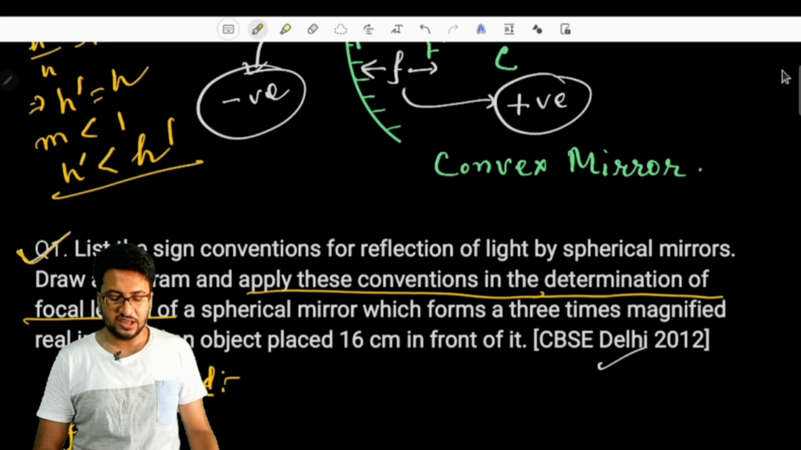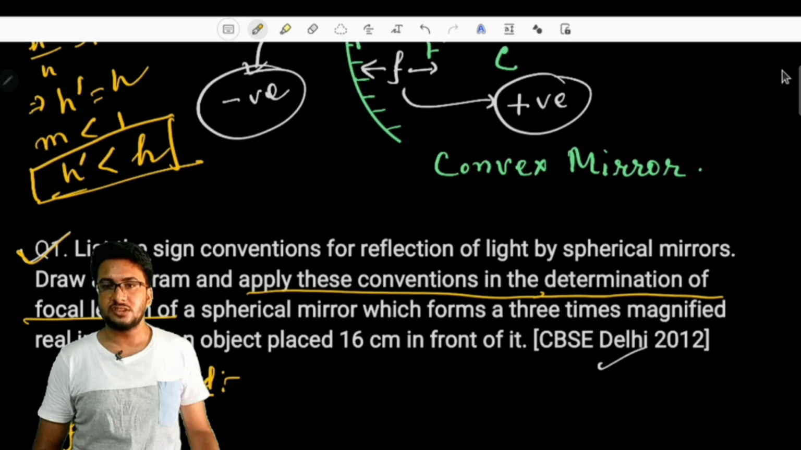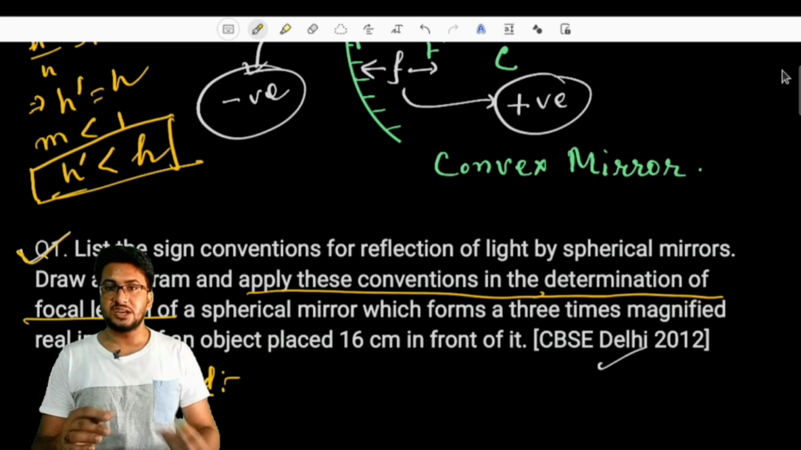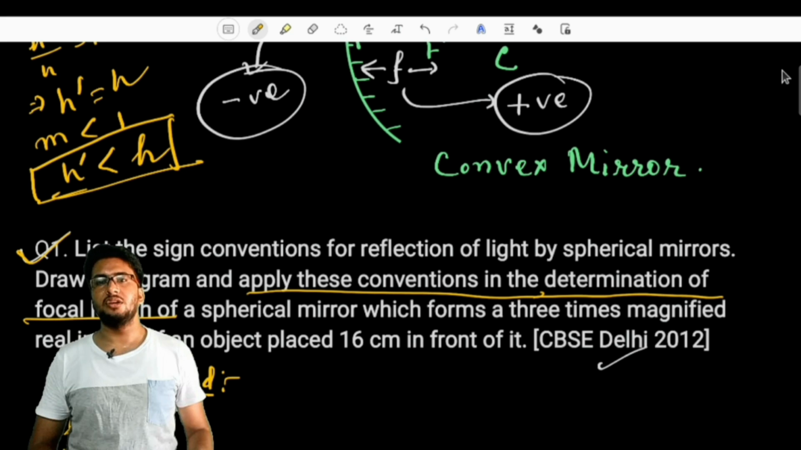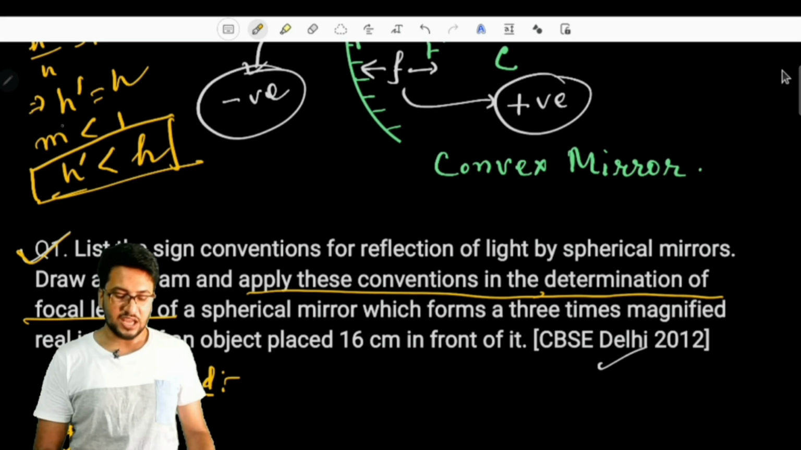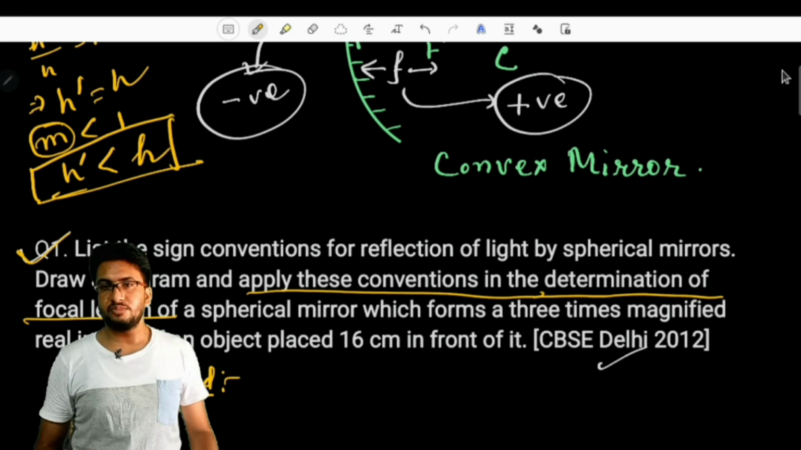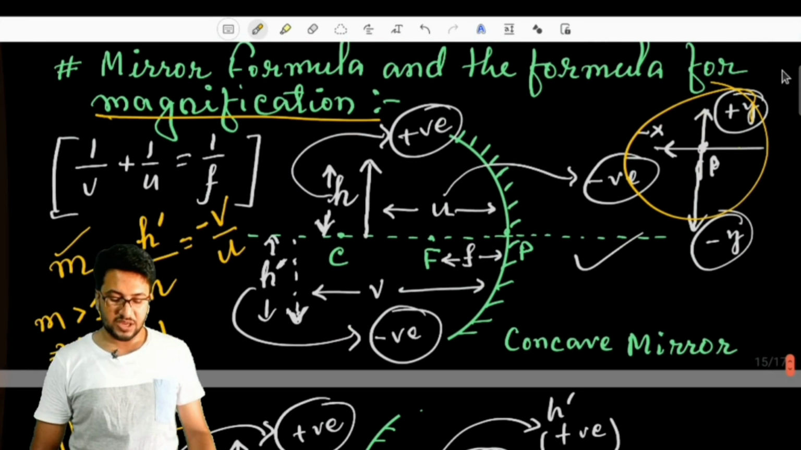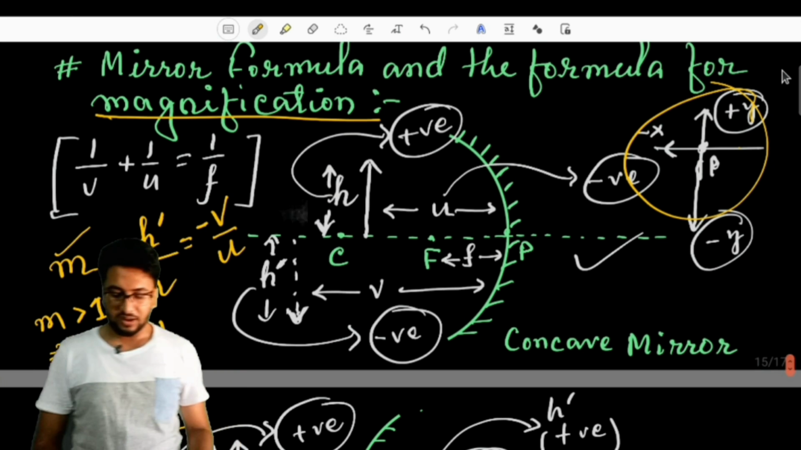In such a case, we can say that magnification is less than 1, that means a magnified image we are not obtaining. The reverse of the magnified image, that means the diminished image, we are getting. The image will be diminished or highly diminished as per the quantity of magnification that we will obtain. Fine. So these were the implications of the magnification formula for mirror.